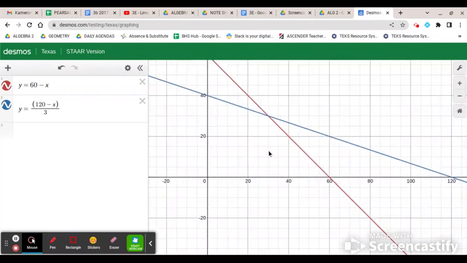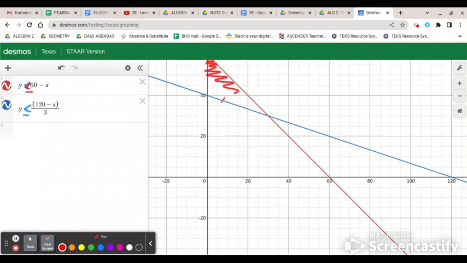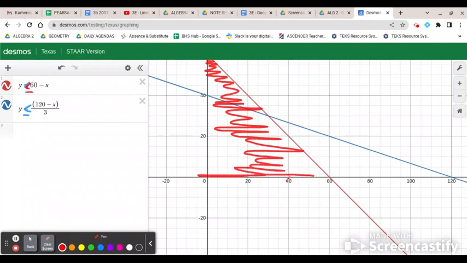So here's our two graphs. On both of these graphs, again, if we go back, we had y less than or equal to 60 minus x there, and less than or equal to 120 minus x there. So on both of these graphs, we're going to shade underneath. We'll shade underneath the red and shade underneath the blue.